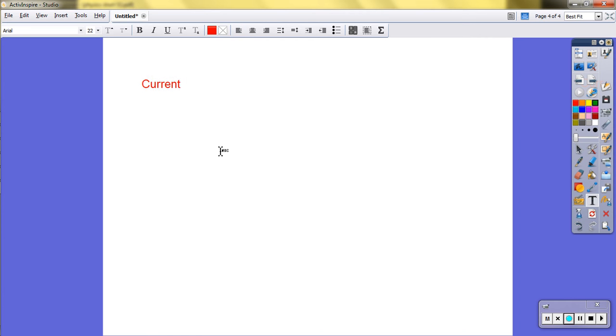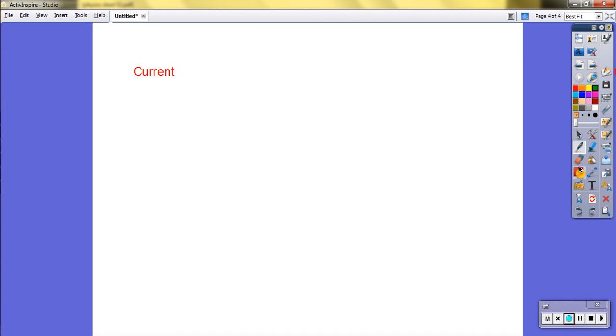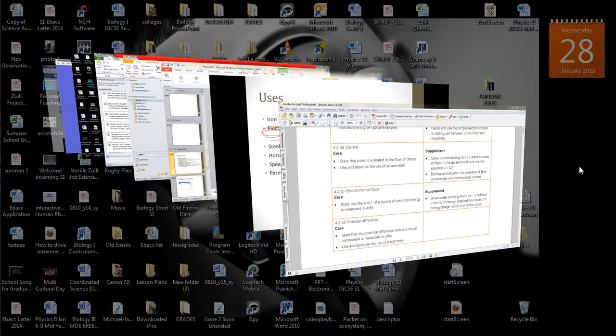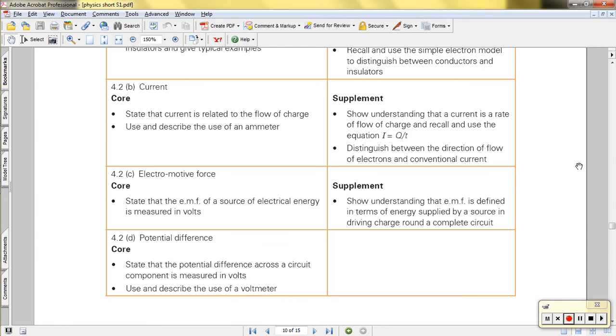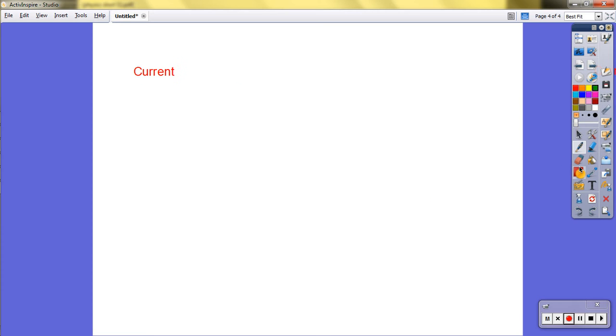Alright. We are going to cover current, and as per usual, straight from the syllabus, current is related to the flow of charge, and then there's a formula, so it's kind of easy.